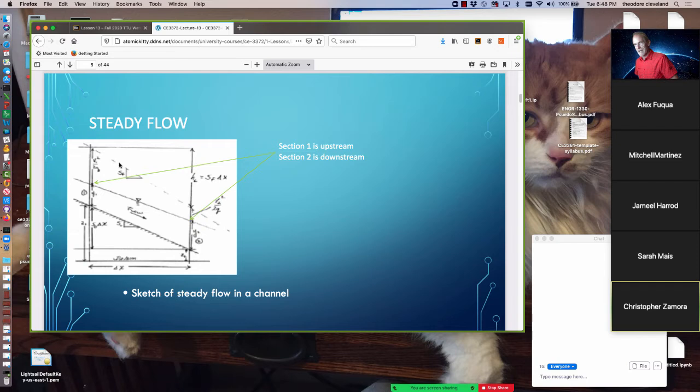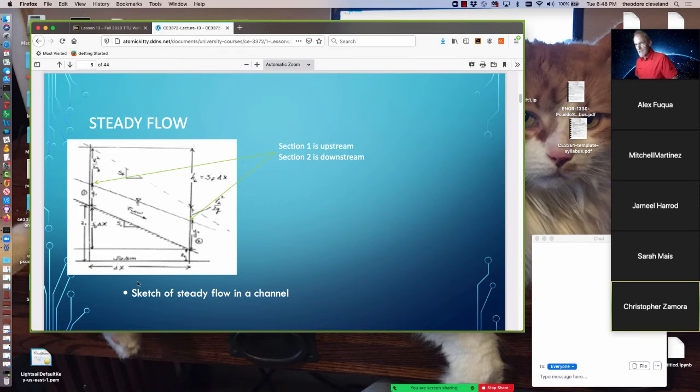This dashed line at the top where the cursor is moving right now is the energy grade line. It's the sum of the elevation, water depth, and velocity head, and its slope is indicated by the symbol S sub F. Slope of the energy grade line, S sub F. The terminology friction slope also appears in the literature. So we have bottom slope, we have friction slope.